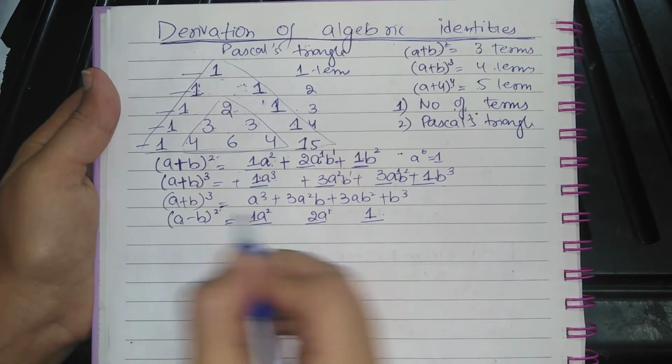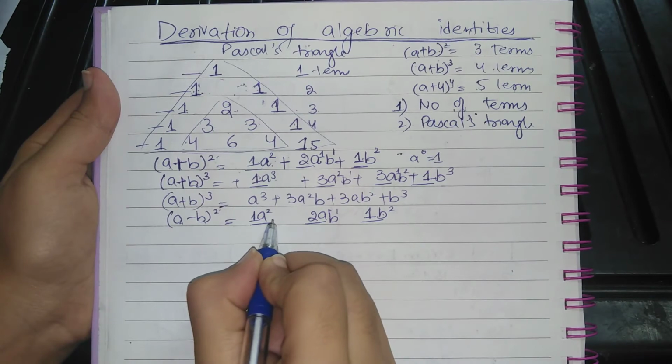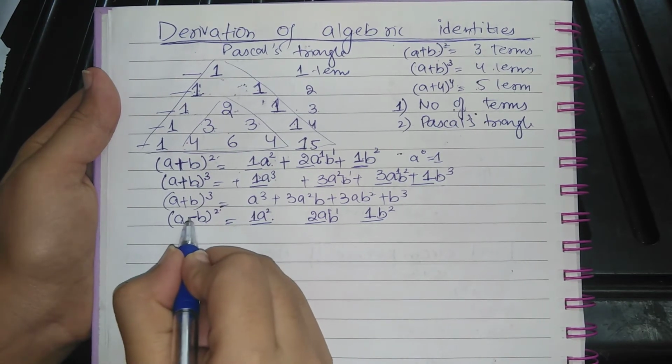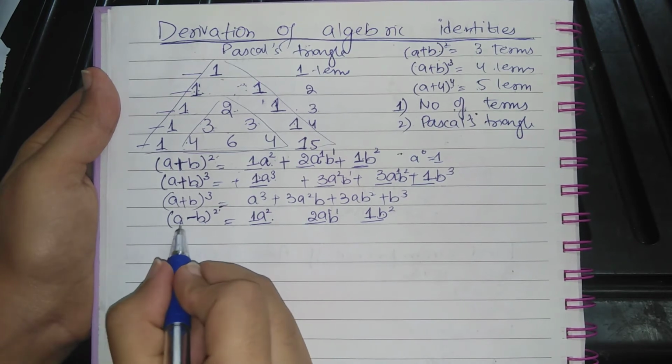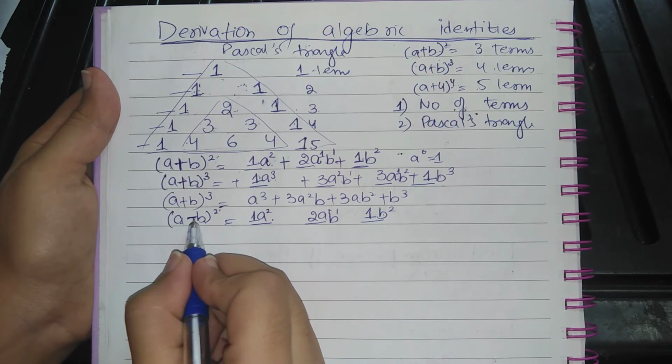In the case of a plus b whole power 4, there will be 5 terms. As the sign is plus, start with the greater power of a and write a power 0 as 1, so no need to write it there; then b will be power 0. If the sign is negative, then in the case of power 5, we will write alternately plus and negative signs, and there will be 6 terms.